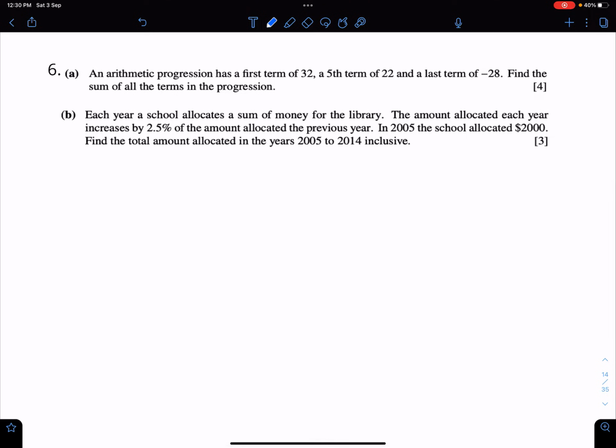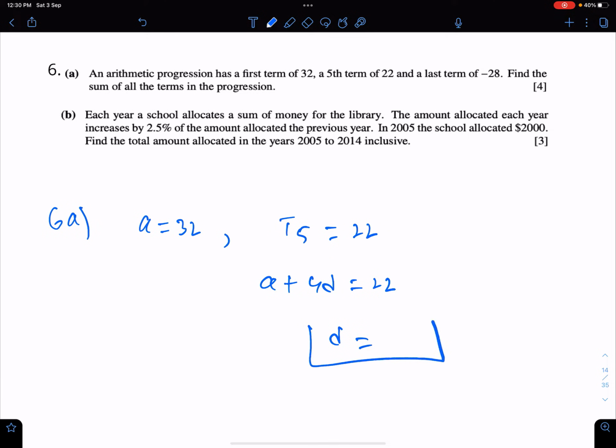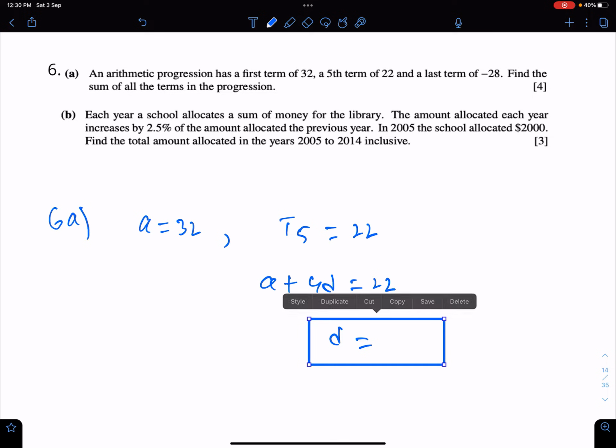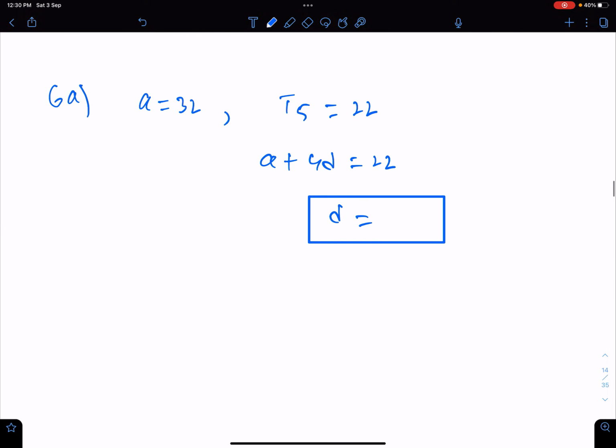Question number 6. Part A. An AP has first term this, fifth term this, and last term is this. Find the sum of all the terms. I will not solve this question completely. I will just explain the concepts. So, first term is 32. Fifth term is 22. Fifth term means a plus 4d. So, you can easily get the value of d from here because we have a. And the last term is minus 28.